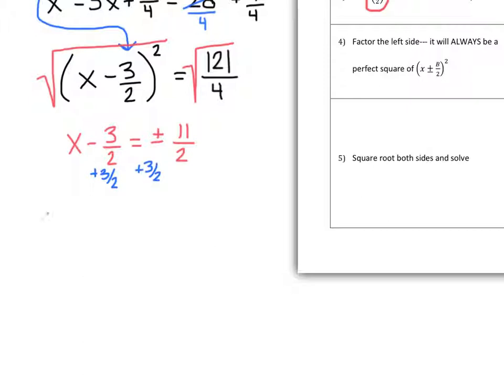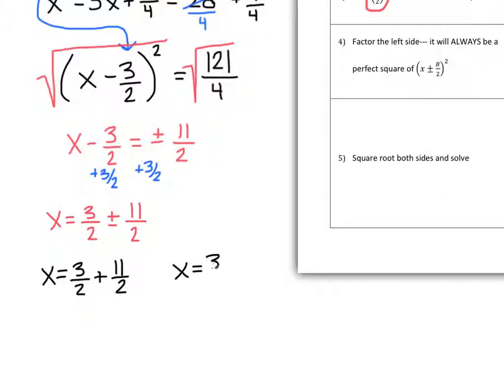So that gives us x equals positive 3 over 2 plus or minus 11 over 2. Those are both real numbers. We can add them, combine them. So x equals, I'm going to write it with a plus, and then I'll write it with minus, and we'll figure them both out. The first one is 14 over 2, which is x equals 7. Next one, negative 8 over 2, which is negative 4.